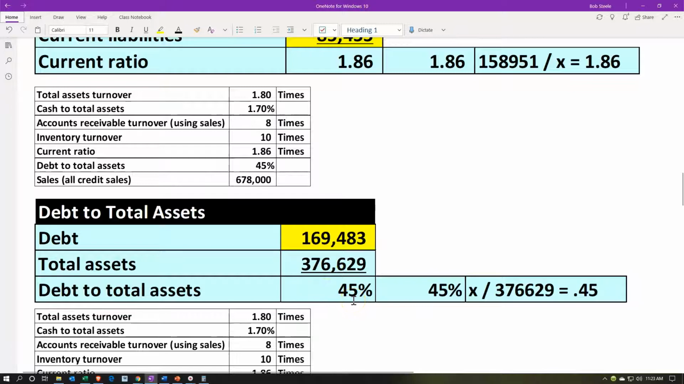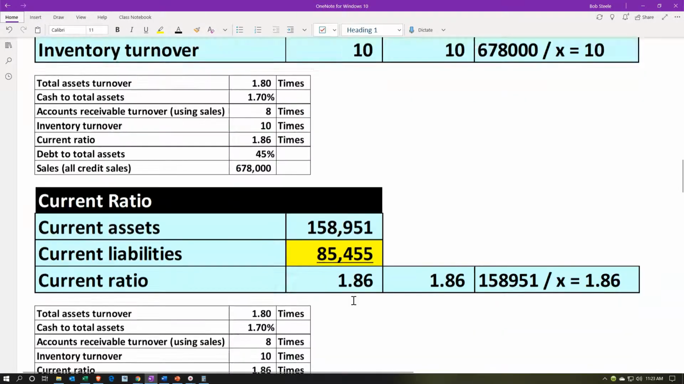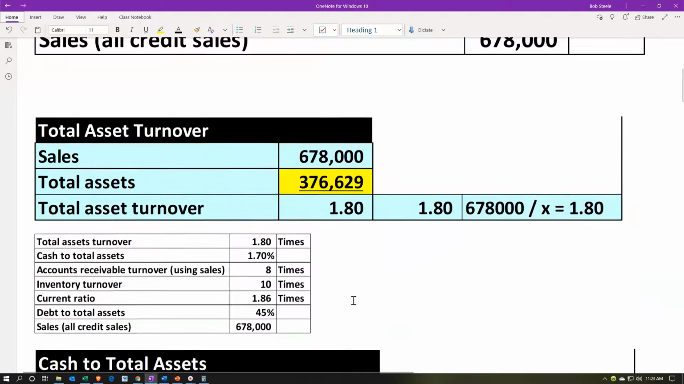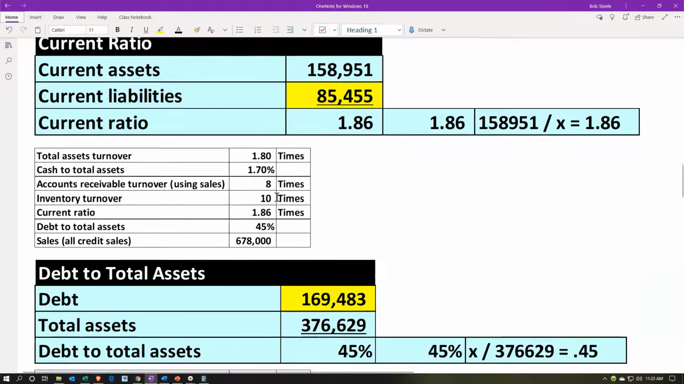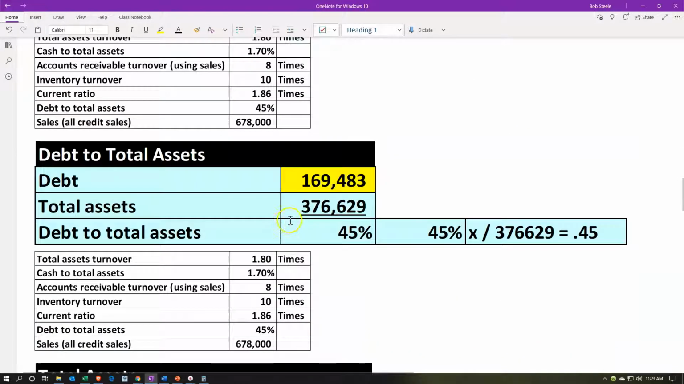Now, the total assets we know because the total assets we did up top. Let's just check it out here. Total assets we did with the total asset turnover. So that 376,629 is going to be this 376,629. And they gave us the debt to total assets, which is the 45%. The unknown then is the debt, which we're going to say is liabilities.